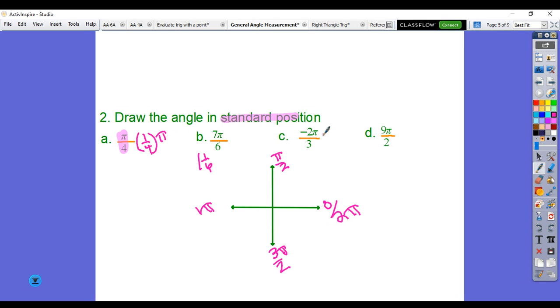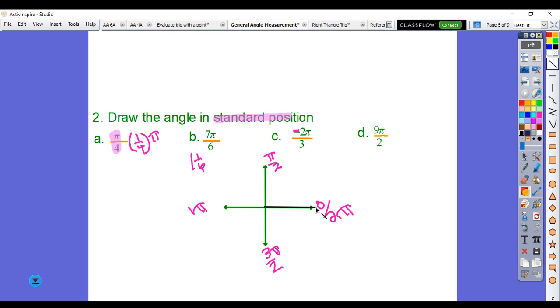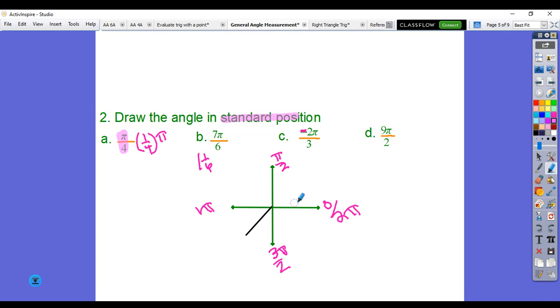All right, letter C, negative 2 pi over 3. So now the negative means I'm going to go backwards. Negative 2/3 is less than 1. So I'm starting here on 0. I'm going backwards. But remember, since it's negative, each quadrant is negative a half. So here's negative a half. If I get back over here, this is negative a whole. 2/3 is not a whole. So it's from here to here, starting at 0, going over here is negative 2/3 pi.